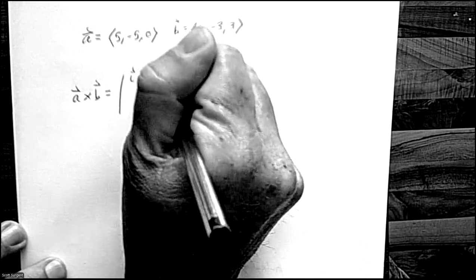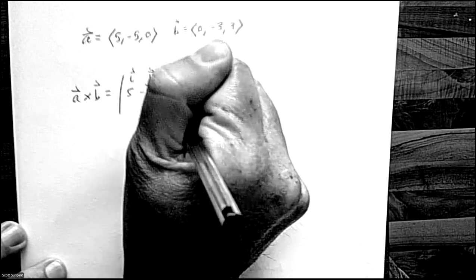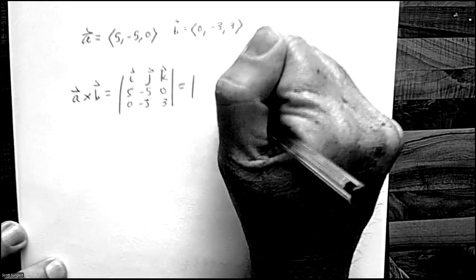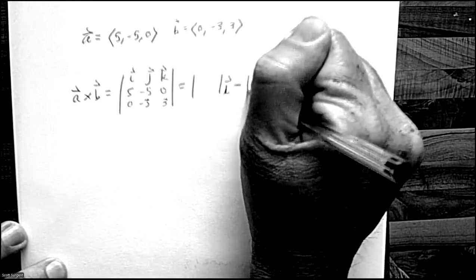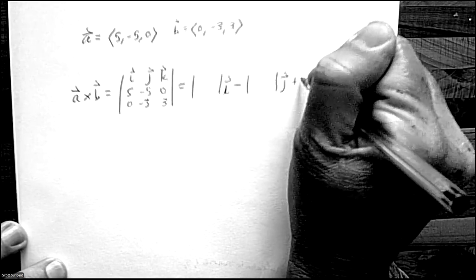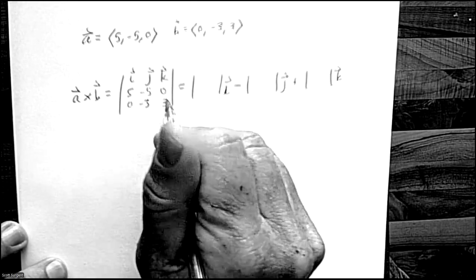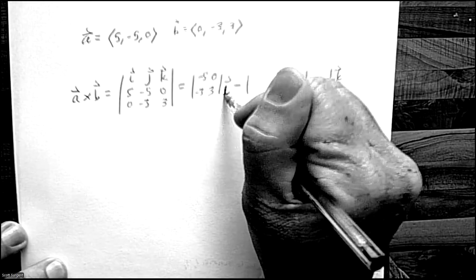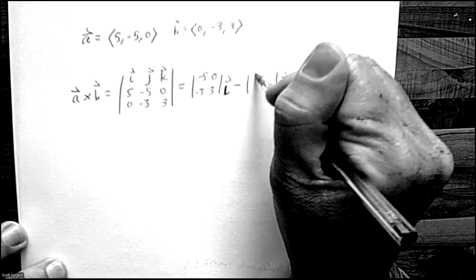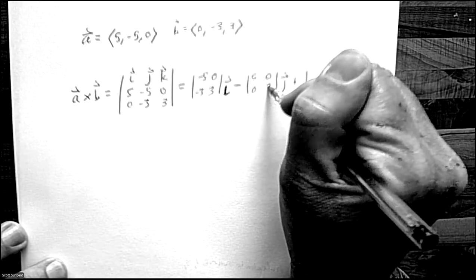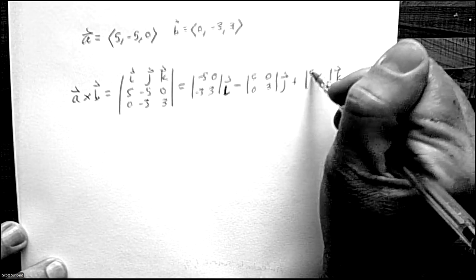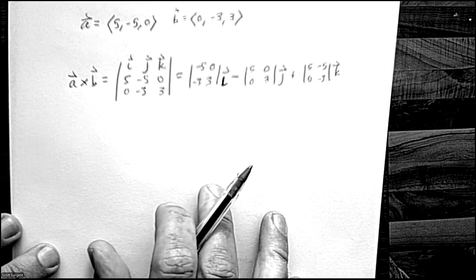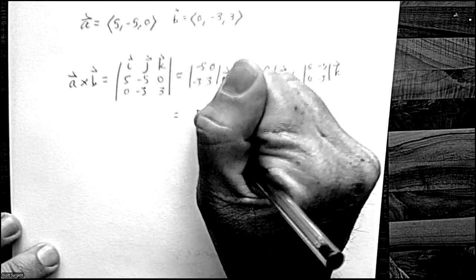I'll do the whole maneuver here. Just pop the numbers into place. Set up your minors and cofactors. That's an i. Remember, the middle guy is going to be negated, so j. The minor of i would be -5, 0, -3, 3. The minor of j would be 5, 5, 0, 3. The minor of k would be 5, -5, 0, -3. And then we just perform 2 by 2 determinants.